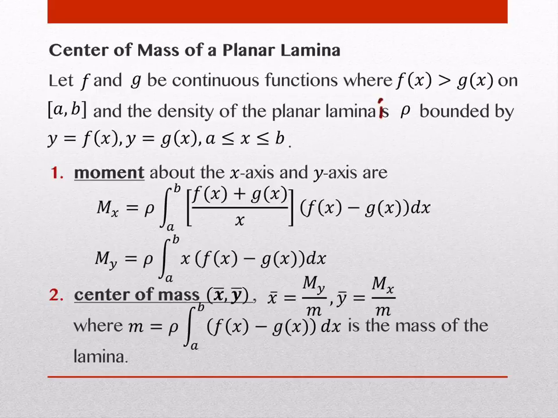The moments about the x-axis and y-axis are given by m sub x and m sub y. These formulas look very much like the formula for mass on the previous screen. They've got rho times the integral from a to b. But what happens next is different. On the first one, we have (f of x plus g of x) divided by 2, times the (f of x minus g of x), and then we have dx, of course. And then for the moment about y, we have x times (f of x minus g of x) dx.